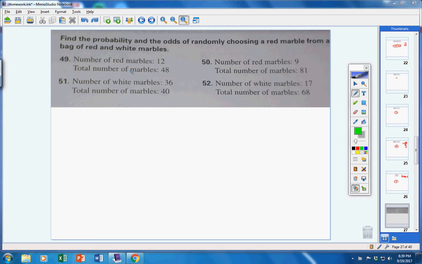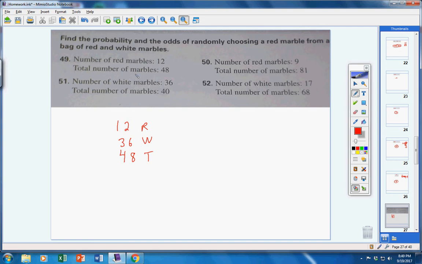Okay, students, according to the directions, we have a bag with red and white marbles. For number 49, we have 12 red marbles. We have 48 total. So that means we have 36 white. Okay?